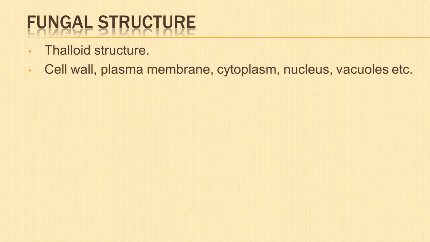Now we shall look into the fungal structure. It is a thalloid structure, not differentiated into root, stem and leaves. It has a cell wall, plasma membrane, cytoplasm, nucleus, vacuoles and other organelles like mitochondria, ribosomes, endoplasmic reticulum, etc. The thallus or hyphae is collectively called the mycelium.